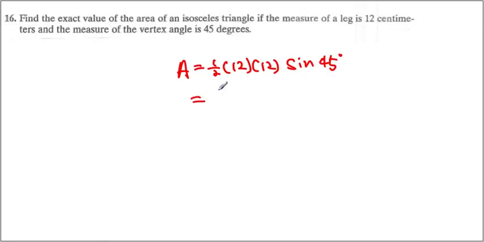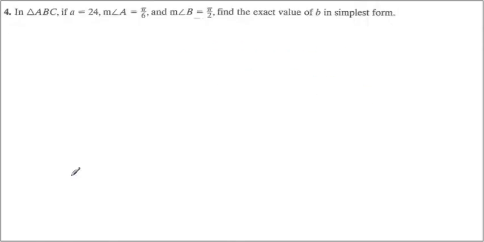And what is this in fact equal to? So here we have 1/2 times 12 times 12 becomes 72. Sine of 45 becomes radical 2 over 2. So we end up getting 36 radical 2 as our exact answer.